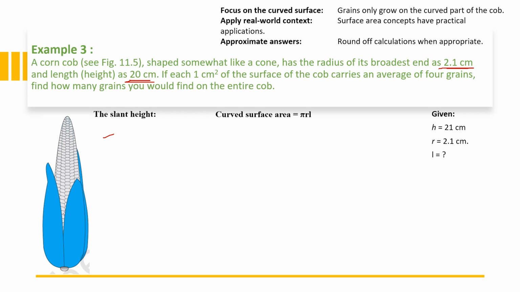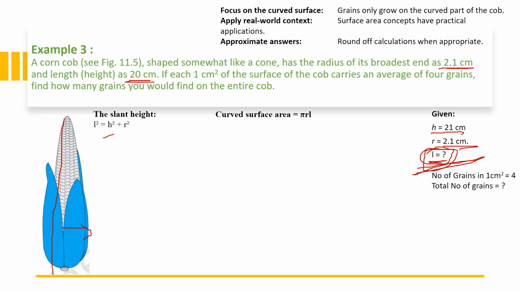And then what is height? Height is given as 20 centimeter, this entire height. Then radius is given as 2.1 centimeter, from here to here. Slant height L is not given. Since slant height is not given, we can use the Pythagoras theorem to calculate it. L square is equal to h square plus r square, where L is this whole side.